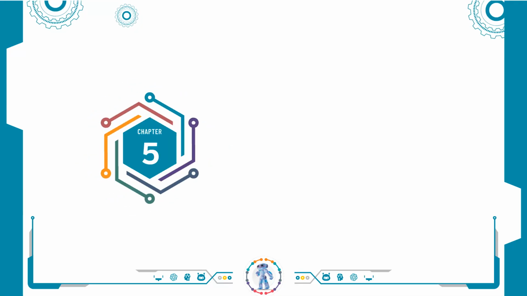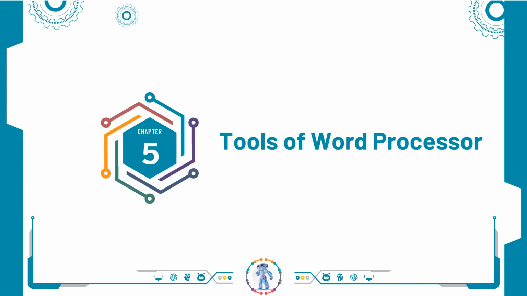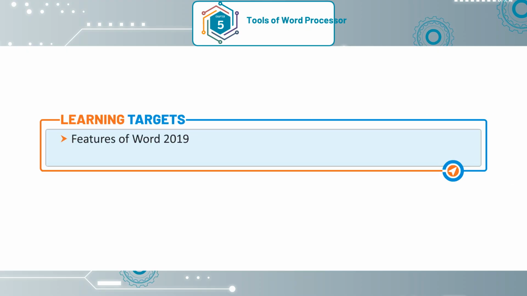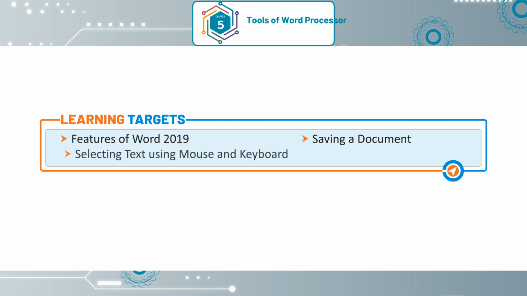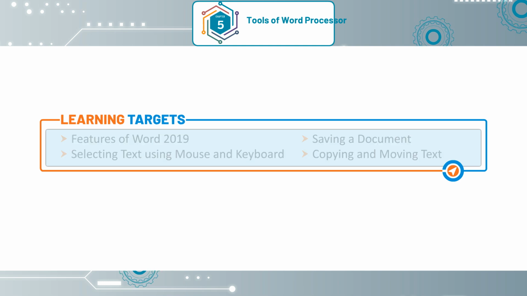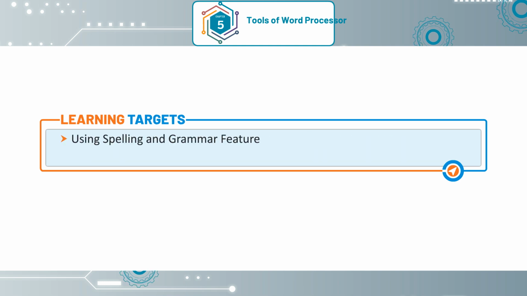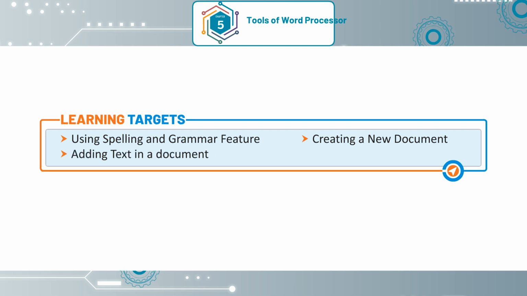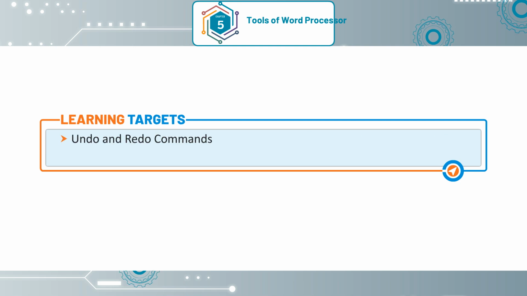Chapter 5. Tools of Word Processor. Learning Targets. Features of Word 2019. Saving a document. Selecting text. Using mouse and keyboard. Copying and moving text. Using spelling and grammar feature. Creating a new document. Adding text in a document. Deleting the text. Undo and redo commands. Using the thesaurus.